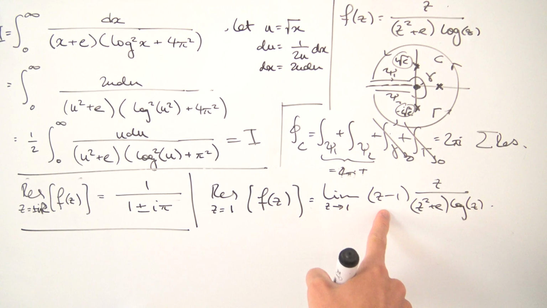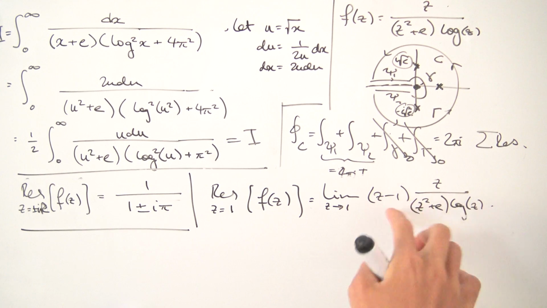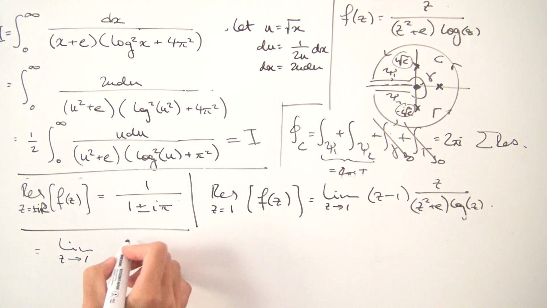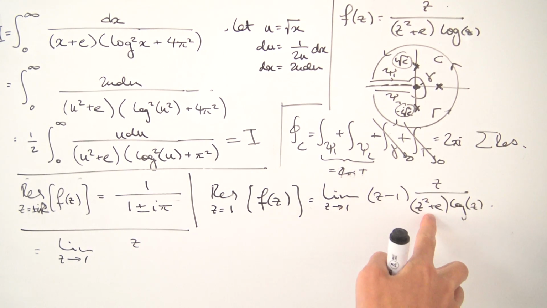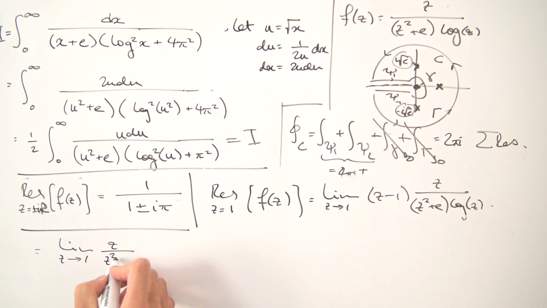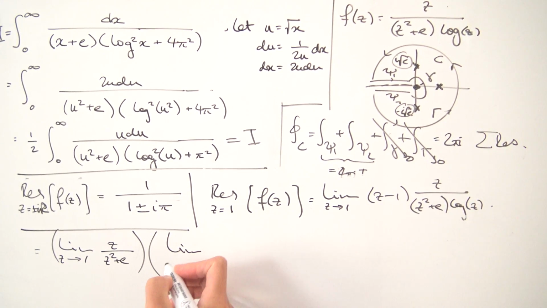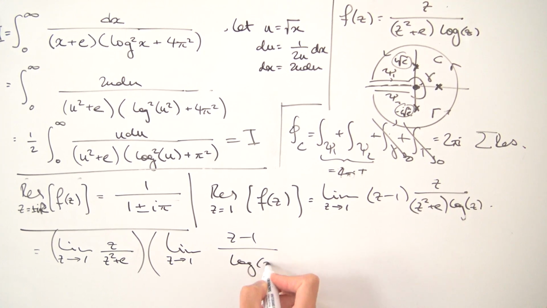Okay, if we plug 1 into here, we're going to get 0, and if we plug 1 into log, we're going to get 0. So let's use L'Hopital's over here. So first of all, z over z squared plus e, that's not problematic, so we can just take the limit separately there. So z over z squared plus e. And then we're going to take another limit, so we can kind of split up the limits across the product. We have z approaching 1 of z minus 1 over log of z.